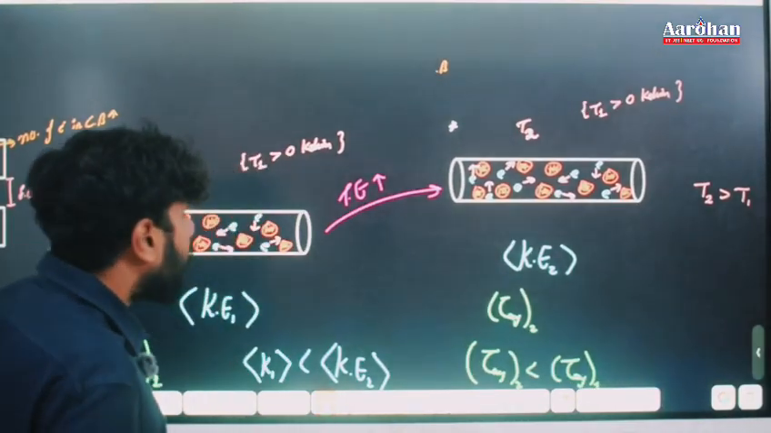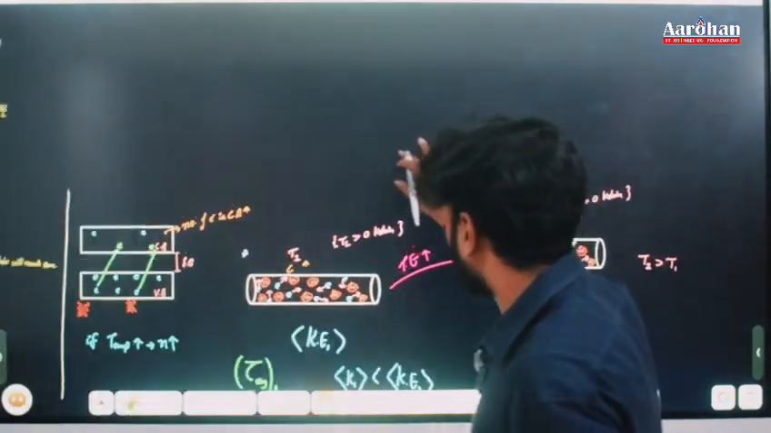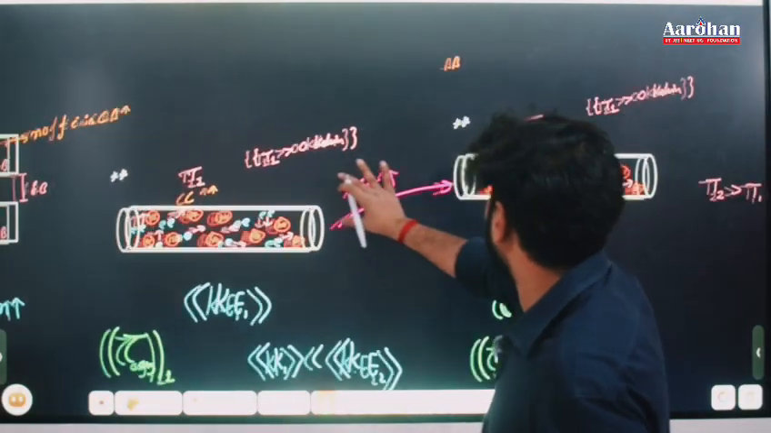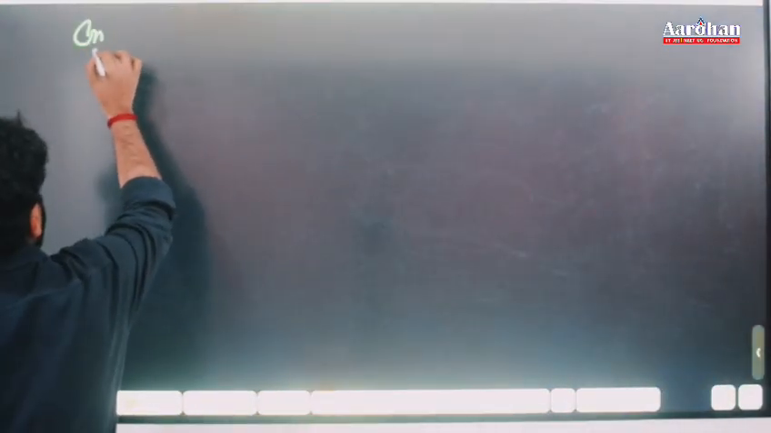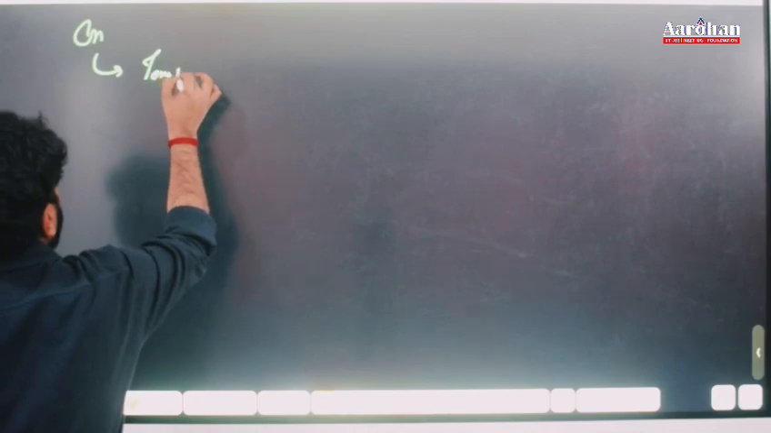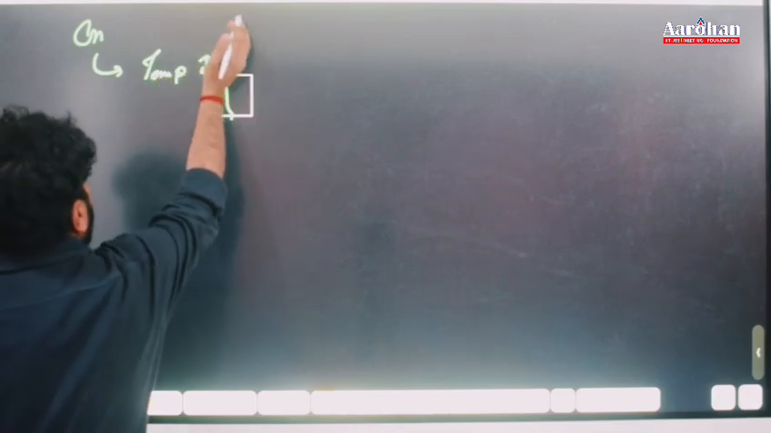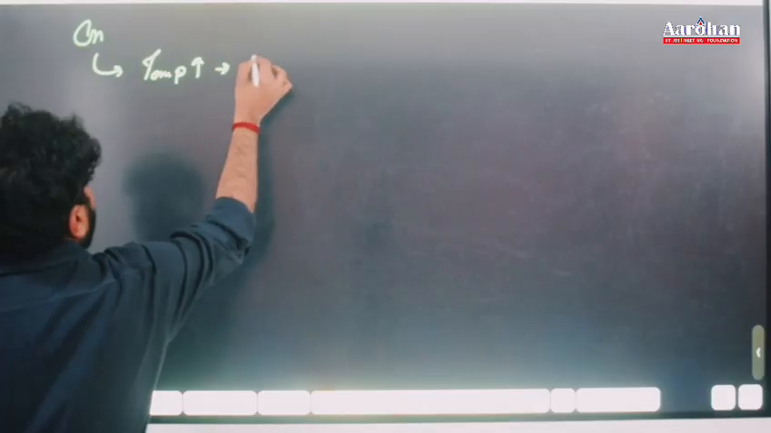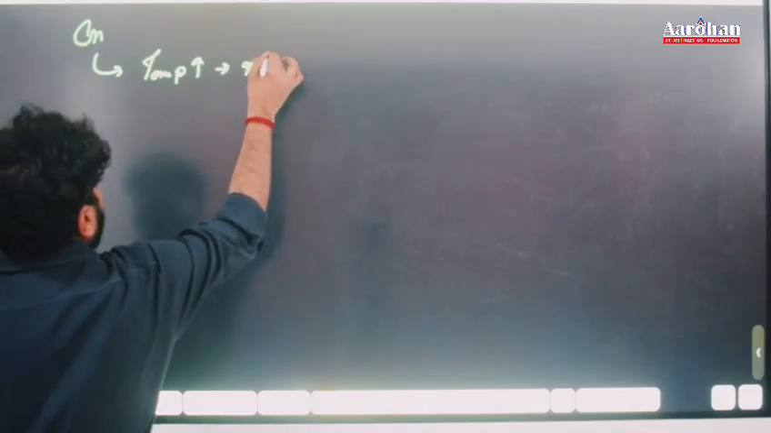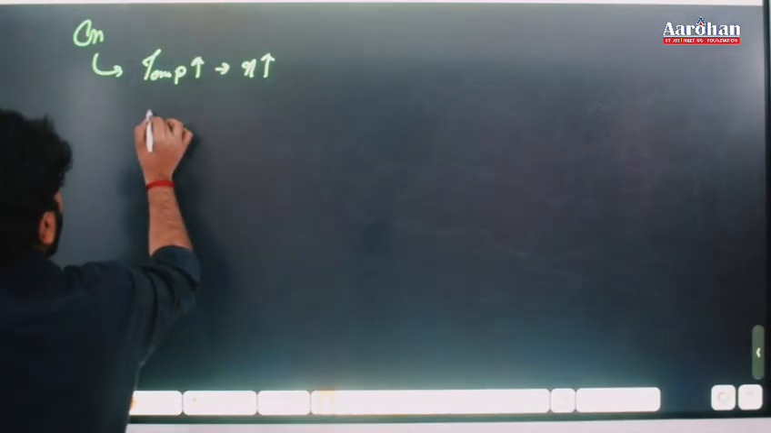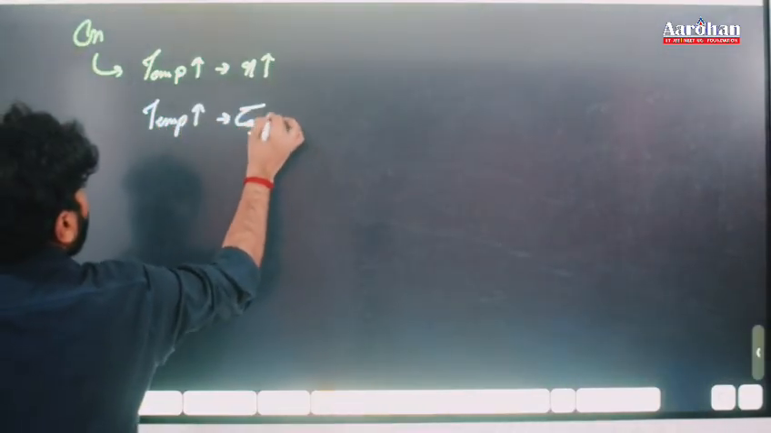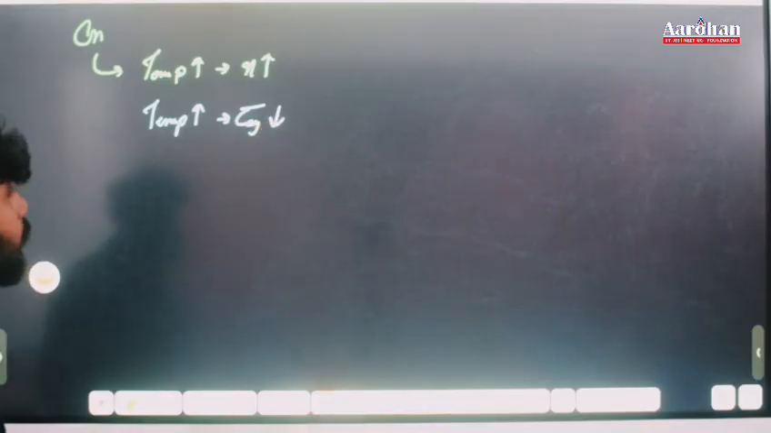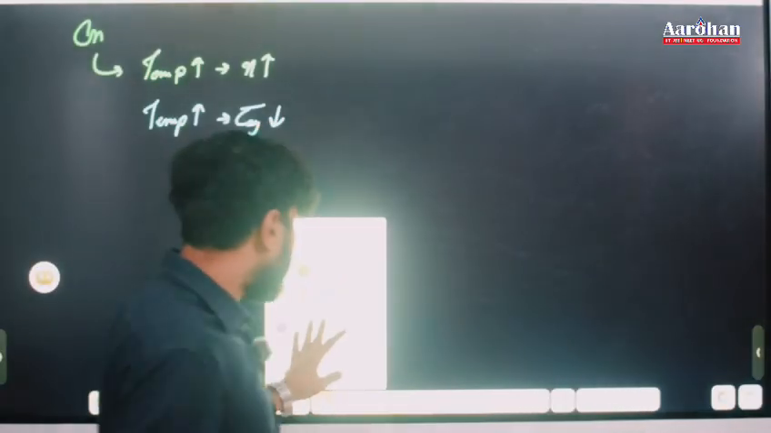Got it? So what we concluded from these two is that if temperature increases, your free electron density increases, right? And as your temperature increases, tau average decreases, right? Vice versa is also true. I am not writing it because it is obvious.